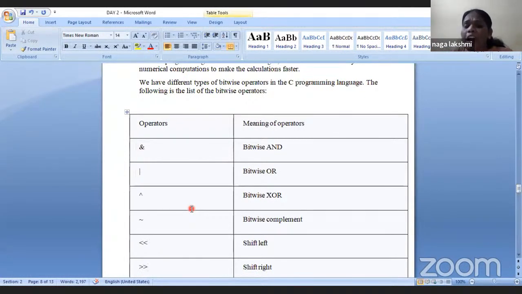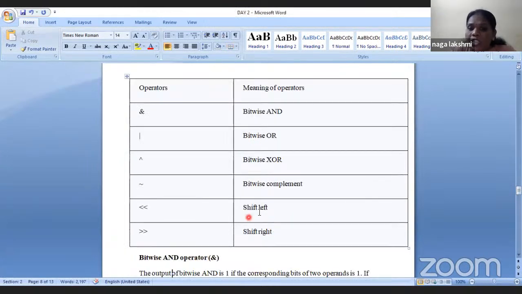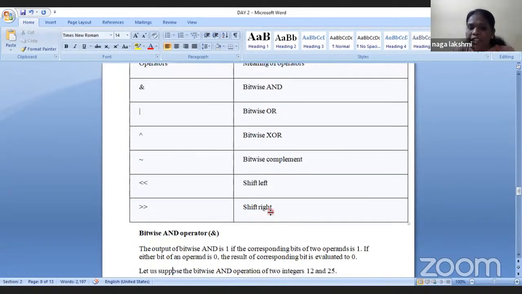What are bits in a programming language? Zeros and ones are nothing but bits. A bit could be either 0 or 1; I cannot say it is particularly only one. Here we have bitwise AND, bitwise OR, bitwise exclusive OR, bitwise complement, shift left, and shift right. From these, you are going to get questions only from shift left and shift right. Still, I'll explain everything.